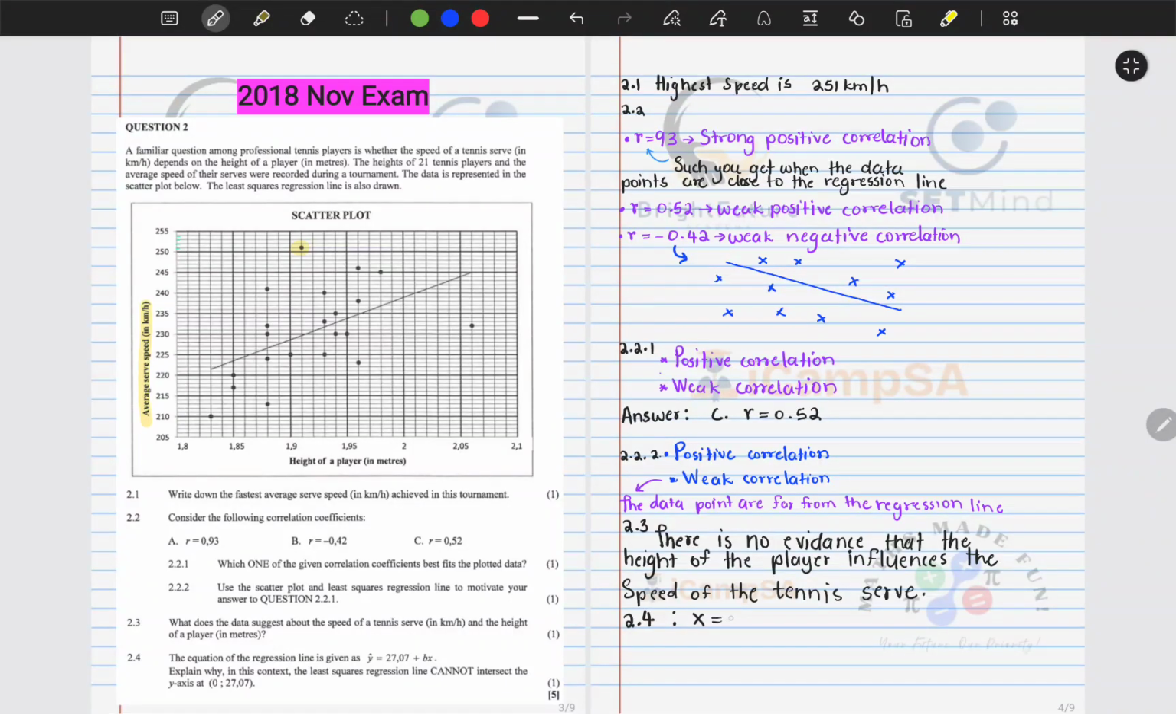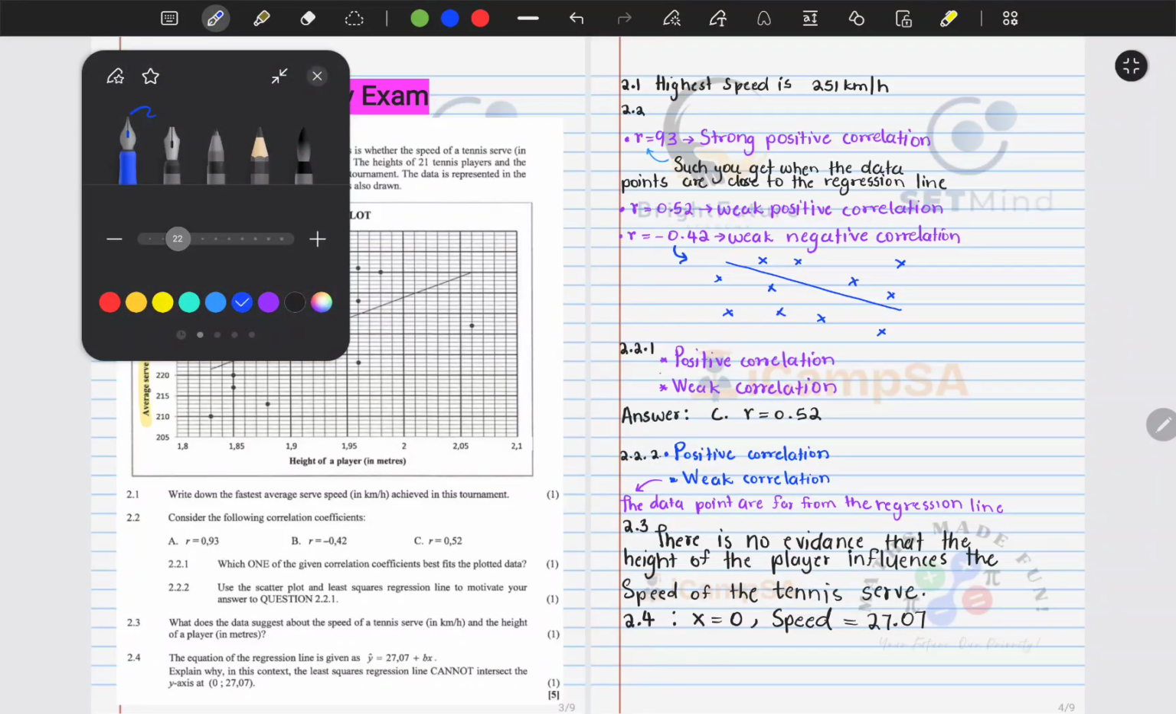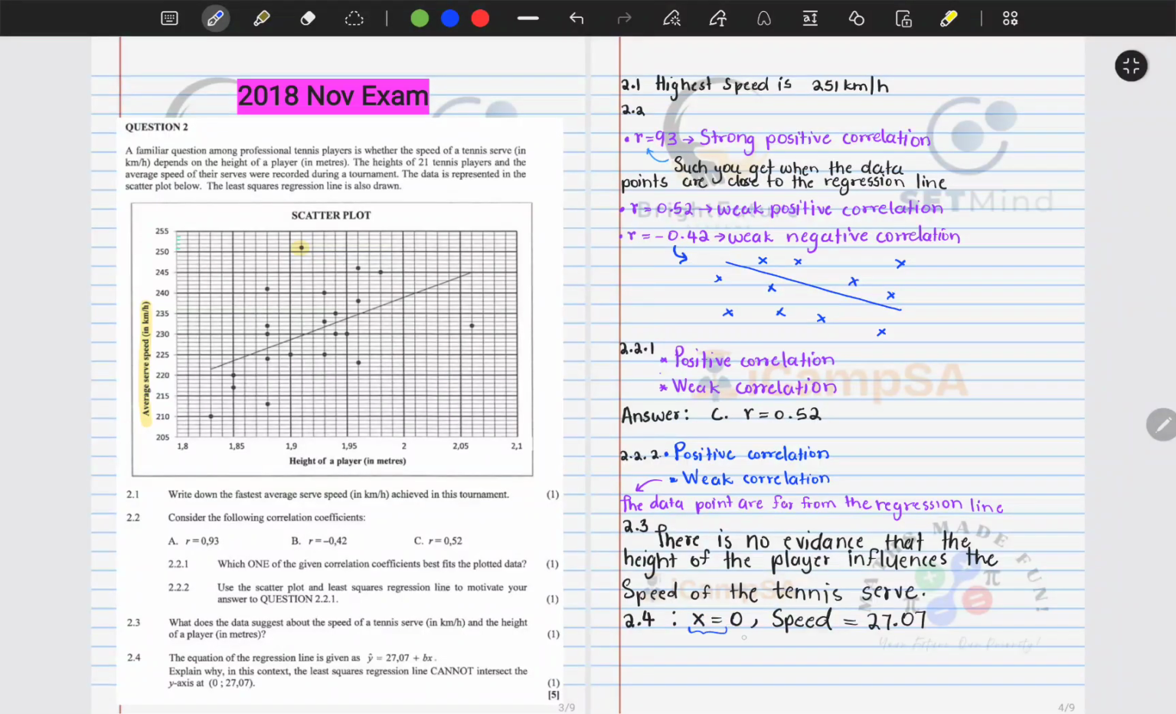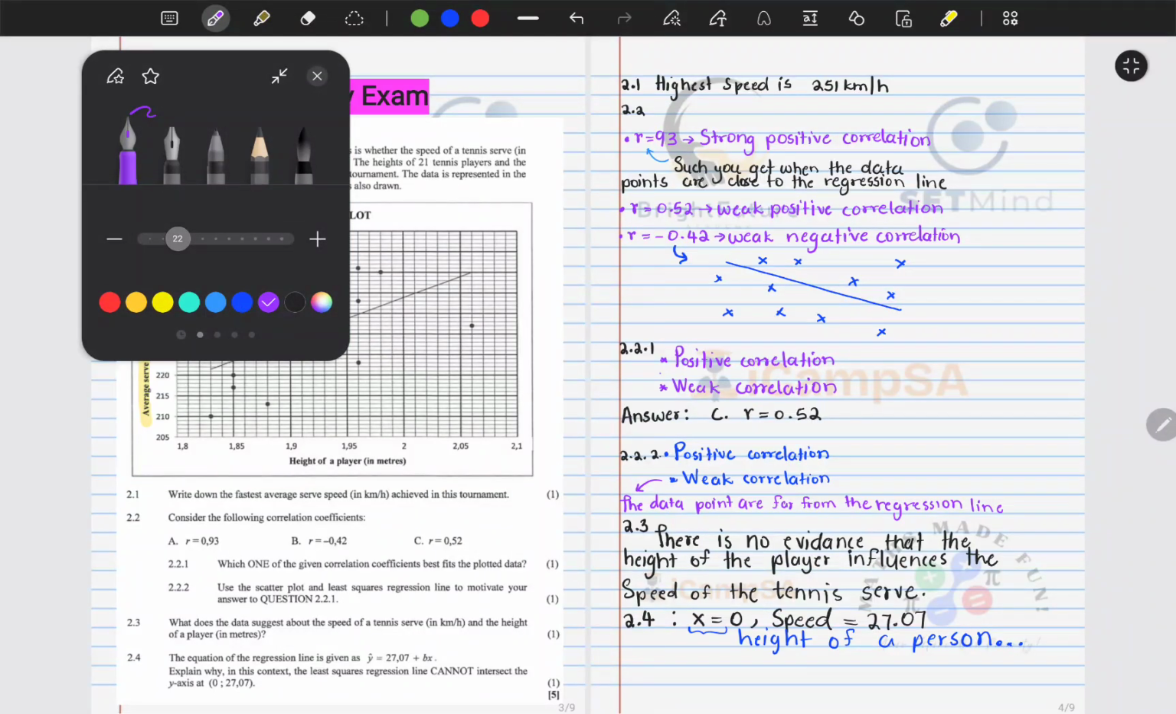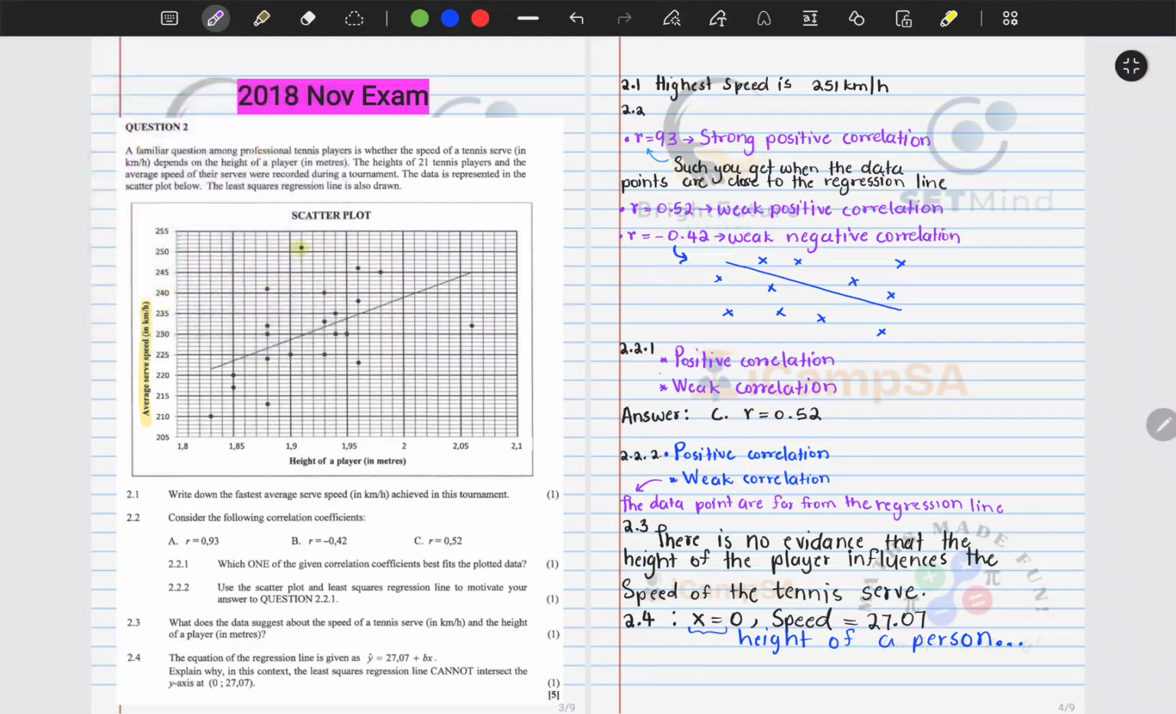So at x equals 0, the speed of the serve, so a person who has a height of 0 will have a speed that is 27.07. But what we should note is that because we're dealing with x being 0, which is the height of a person, we clearly know that the height of a person cannot be 0. So therefore, this line should not intersect the vertical axis.